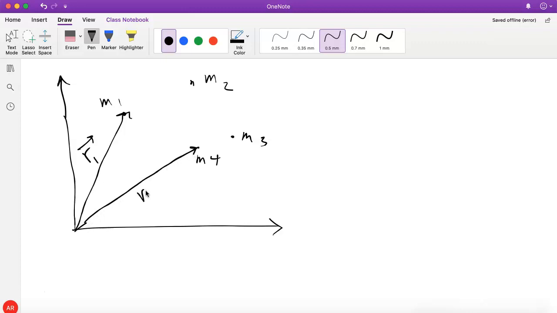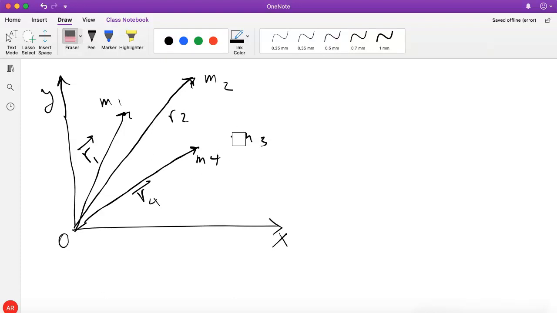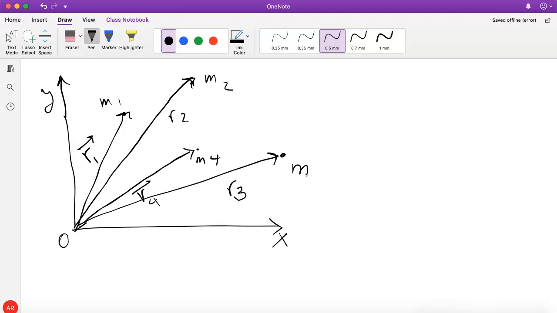So that's R4, going from the origin to M4. For M2, I have R2, so this is the x-axis, the y-axis, and similarly for M3, let me move my M3 just so the lines are not on top of each other. So I draw maybe another R3, and I put M3 here.